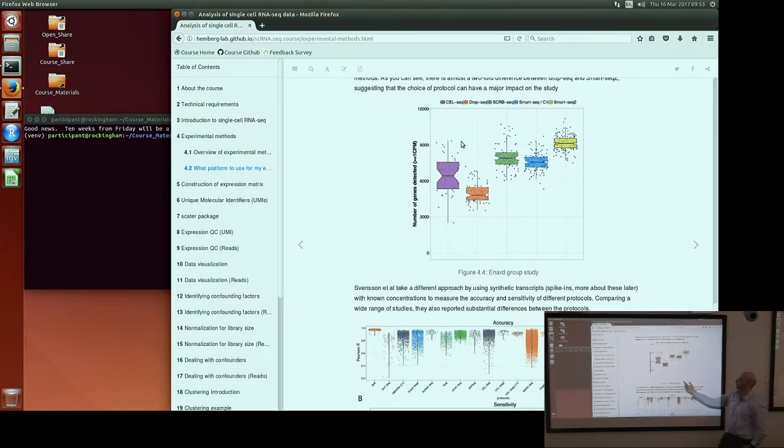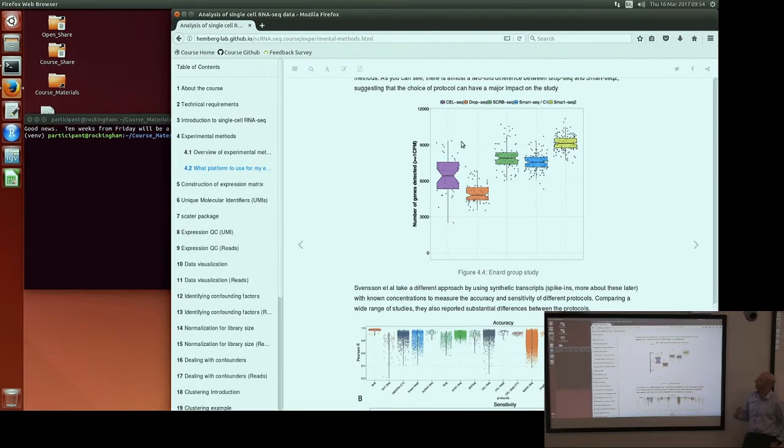So here's one of the figures from their paper. What you can see here is that they set a certain threshold, and then asked how many genes we find in each cell once we've controlled for the sequencing depth. And as you can see here, the numbers are actually quite different. If you compare the two most extreme cases, you see that for the SMART-seq2 protocol, you detect almost twice as many genes as for the DropSeq protocol.